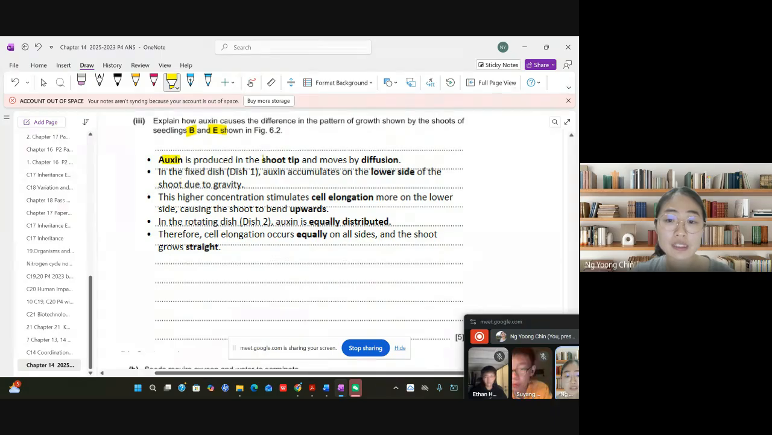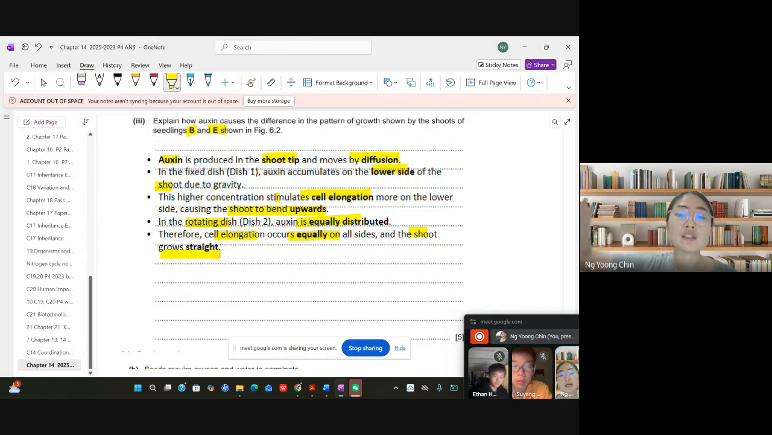Auxins is produced in shoot tips and move on diffusions and just accumulate lower side of shoots. So the higher concentration just stimulate the cell elongations. So that's why the shoot can bend upwards. Okay, but in the rotating dish, auxins is equally distributed. So that's why the cell elongation, they just occur equally on the side. The shoot just grow straight. It will not bend, okay, so it will not bend upwards.